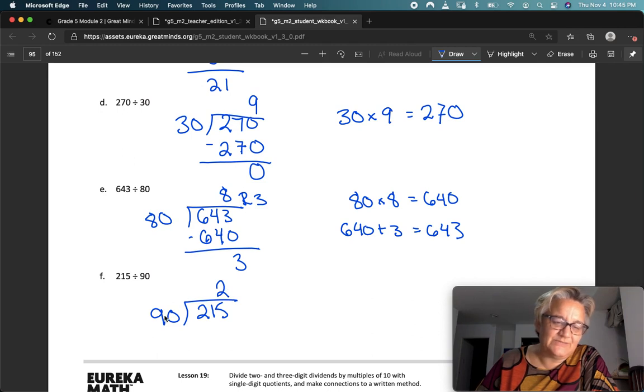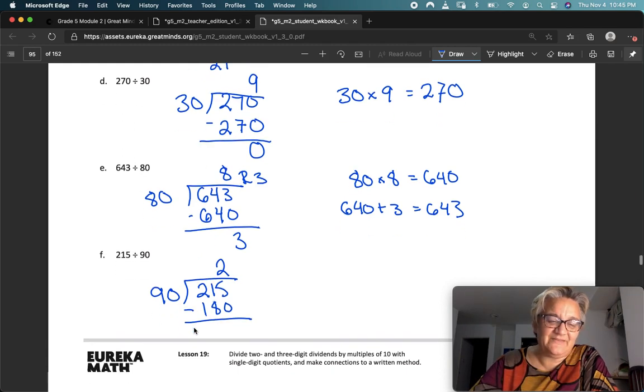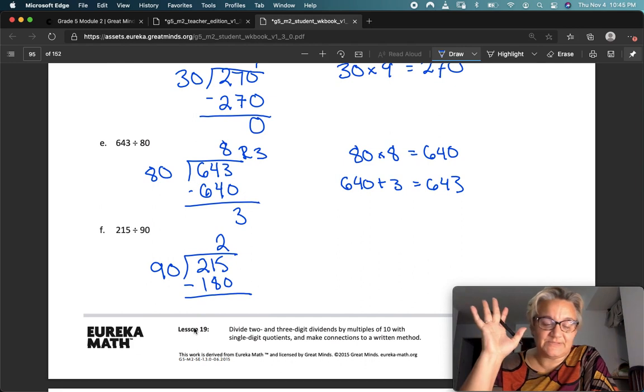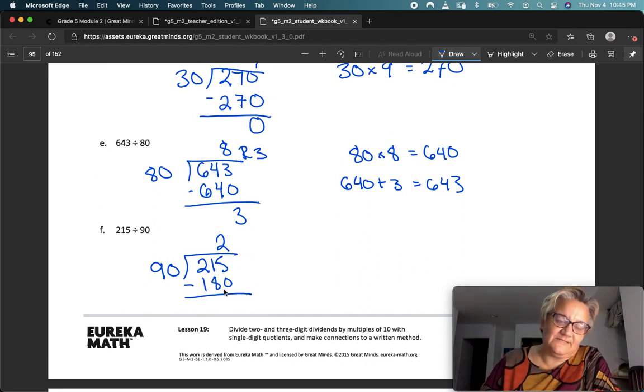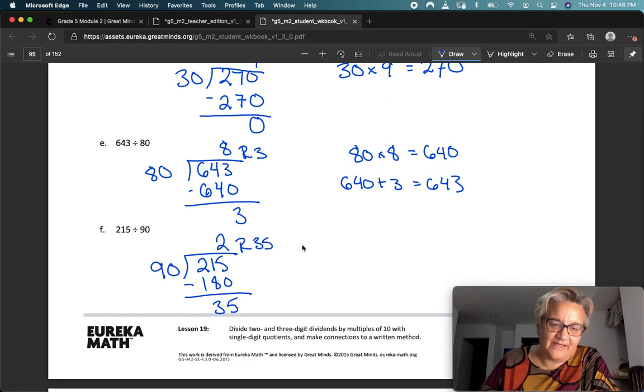Okay? And 2 times 90 is 180, right? Because 2 times 9 is 18, and then add our 0. Now I'm going to subtract. And if my number is less than 90, I was right. If it's more than 90, then I need to go back and change it. So 5 minus 0 is 5. And 21 minus 18 is 3. So 2, remainder 35. Excellent.